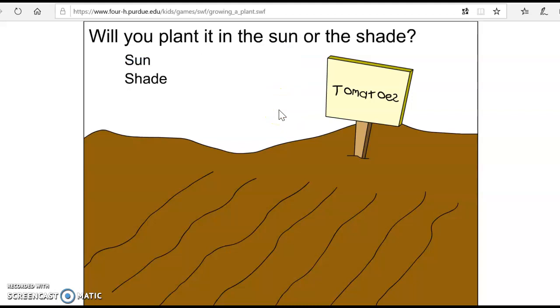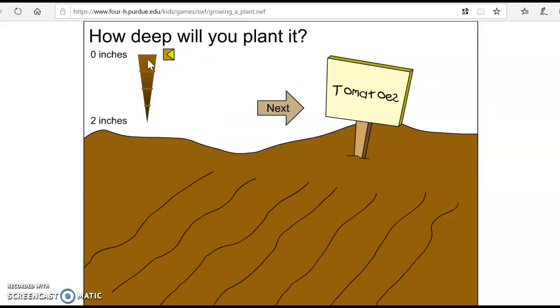And I'm going to go to the next condition. Will you plant it in the sun or the shade? Well, I know that tomatoes need a lot of sun, so I'm going to click sun. And now it asks how deep will you plant it? That's something else to consider if you're starting a garden. I'm going to plant my tomatoes 1 inch into the soil.